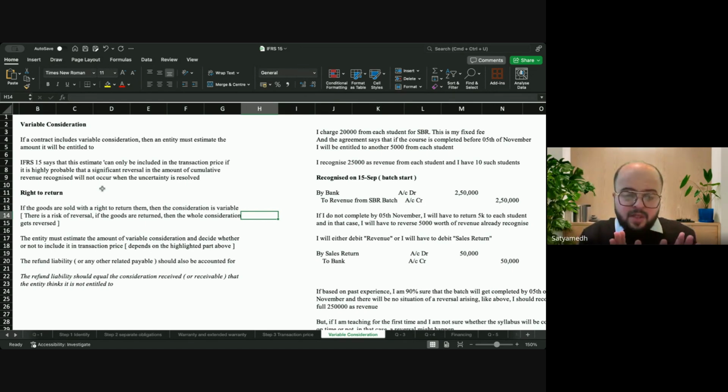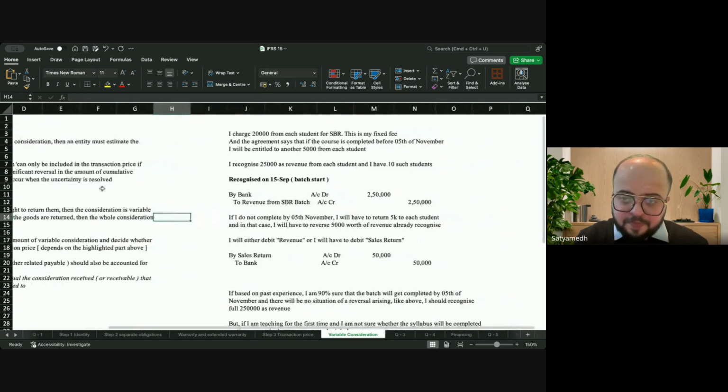In this case, what is the situation? The situation is, if it is an expert trainer, then the chance of reversal of revenue is very low, so it is highly probable. Include that in the revenue. If it is a new trainer, chances of reversal are quite high because he has no experience. He might fail, he might succeed. You don't know at this point. So in the case of a new trainer, don't include 15,000 in revenue, only include 10,000 in revenue.